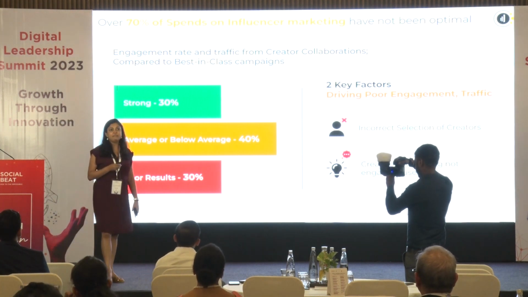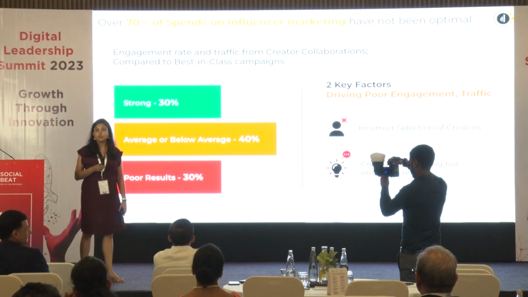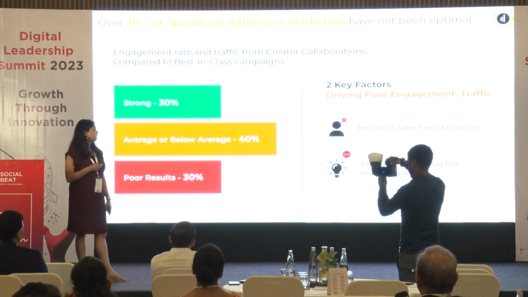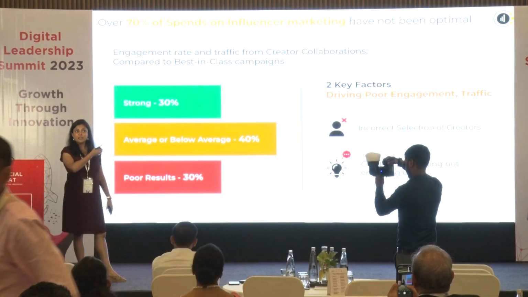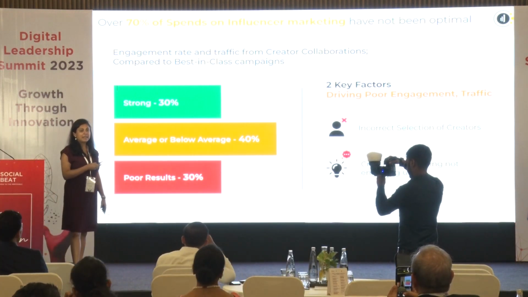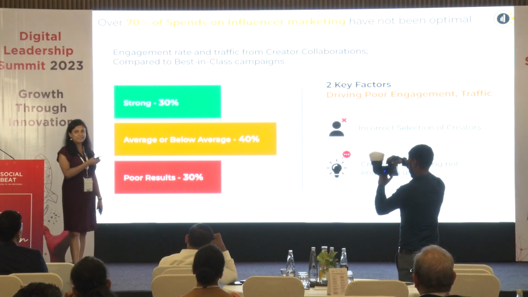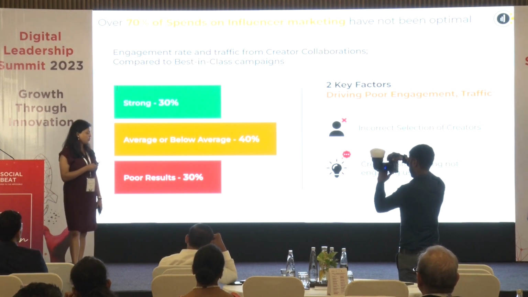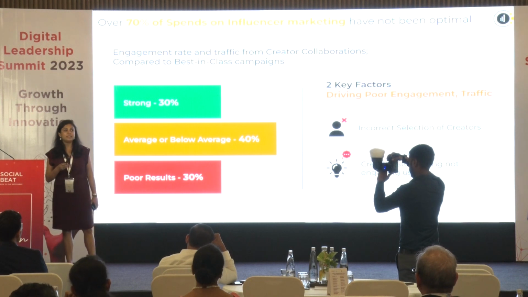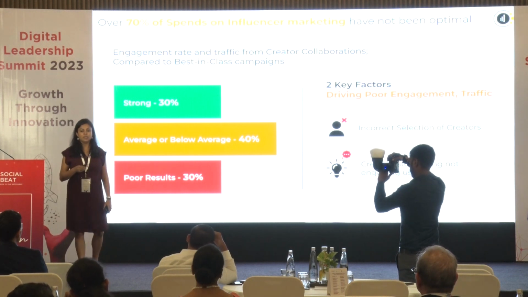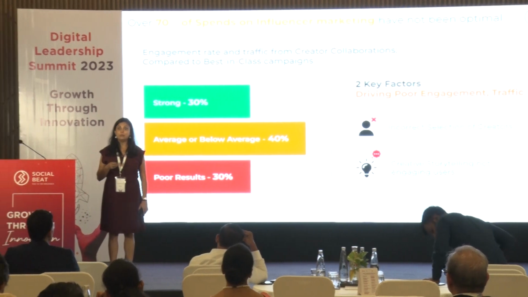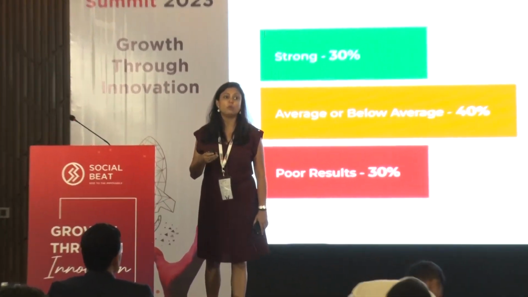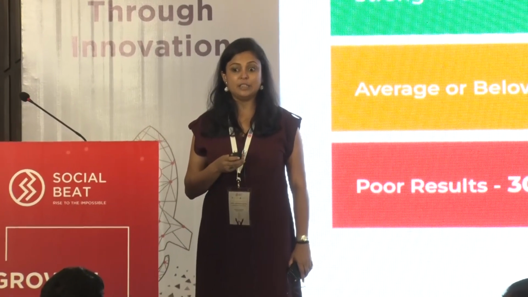I think the first key factor is incorrect selection of creator, and the second is not telling the story rightly, right? Ankur also showcased some of the storytelling in the campaigns in those videos. So these are the two main factors we discovered, and that's why brand spend has not been optimal. Keeping this problem in mind, almost 2 years back, we decided to create our own product to help brands discover creators, because more and more creators are getting added in the ecosystem.